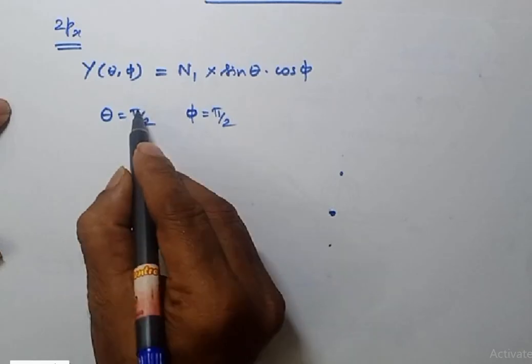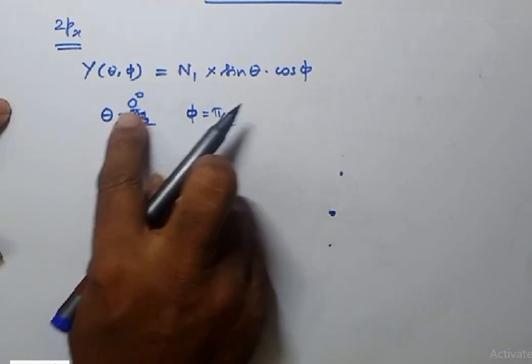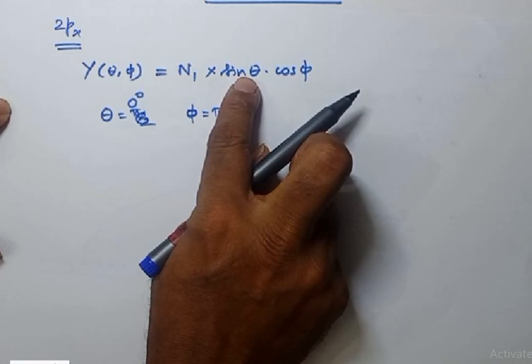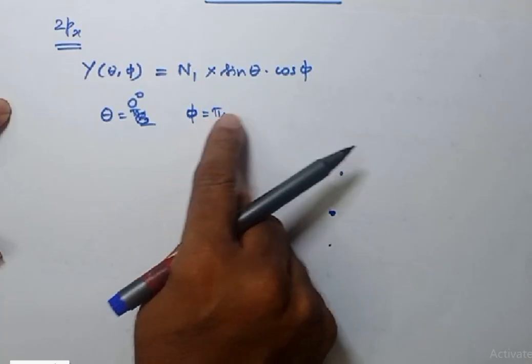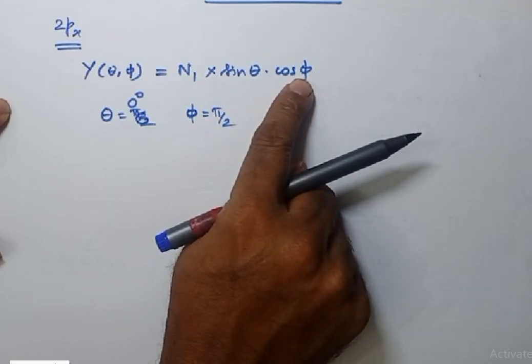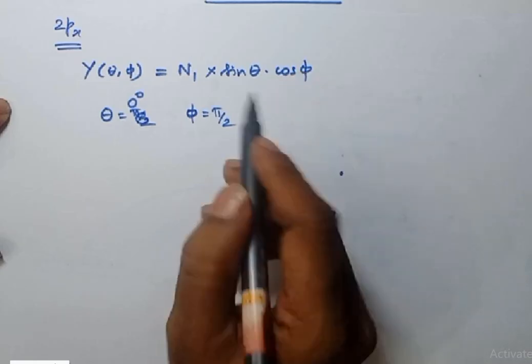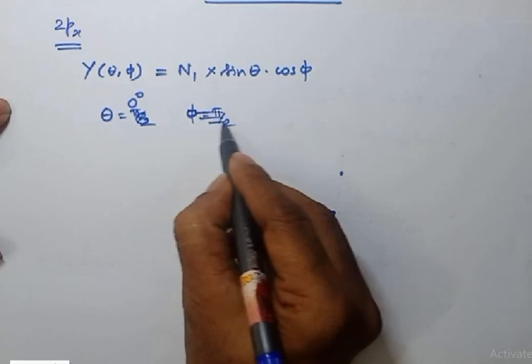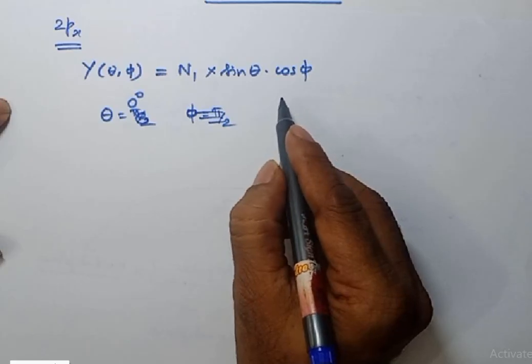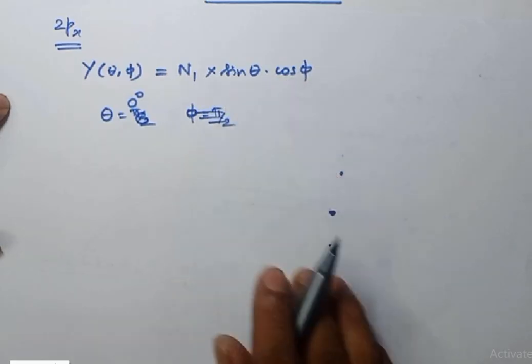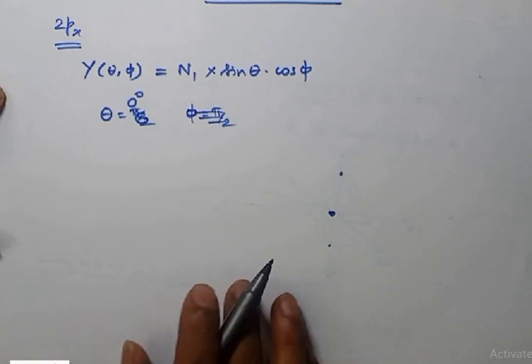Let me take theta as 0. If you put theta 0, sin 0 is 0, and the wave function becomes 0. But if you put cos phi with phi as pi by 2, cos 90 is 0. So instead of pi by 2 for theta, I'll take 0. We need to find out the nodal plane.